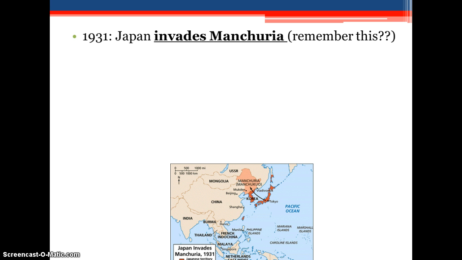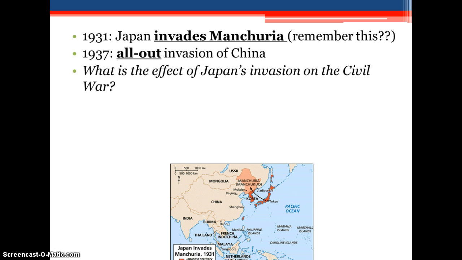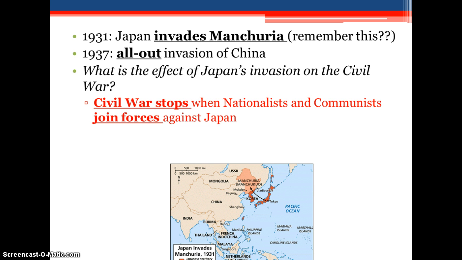And at that time, throwing it back again to before World War II, 1931, you guys know this, Japan invades Manchuria. That is the location that is in darker pink on the map below. By 1937, Japan had launched an all-out invasion of China. So they had taken over the whole country. So that meant that the Civil War had to stop. So the communists and nationalists had to join forces against Japan. They had to gang up on Japan in order to remain one country.